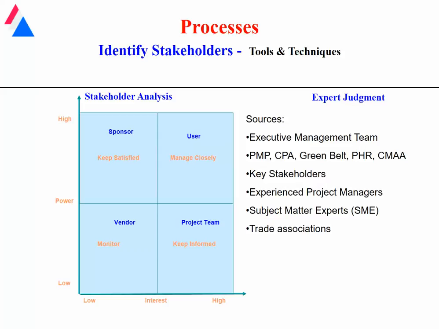The sources for expert judgment include your executive management team, certified professionals within your organization, key stakeholders that may control resources or time or access to information, experienced project managers that may have worked on similar projects, subject matter experts, the people that actually know about the product and the processes that are being impacted by the project or being changed by the project, and then any trade associations, which is a great source for best practices.